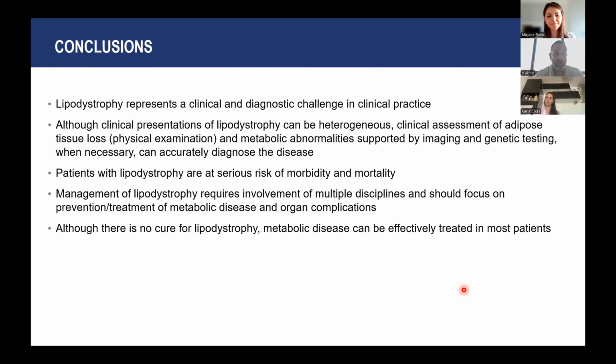So it requires a multidisciplinary approach, because as you can see, there are different organ complications, there are different symptoms. So you may need to collaborate with your colleagues. This is a difficult disease state, and there is no cure for lipodystrophy. We don't have any treatment yet to bring fat tissue back. However, we can still treat, especially metabolic disease, in these patients effectively if we follow the right multidisciplinary approach for these patients.